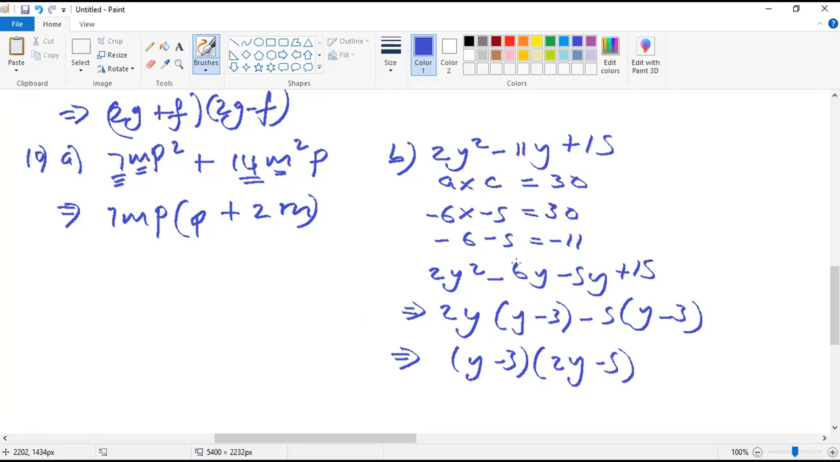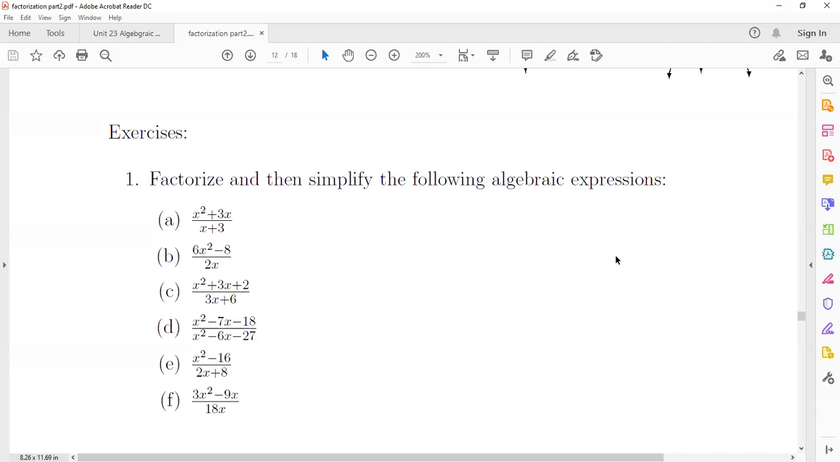All right, so I have some other questions that I want to share with you guys. Give me a second to put that on the screen. All right, so I have these questions now. As the directive says, factorize and then simplify the following algebraic expressions. I want you guys to try these out.